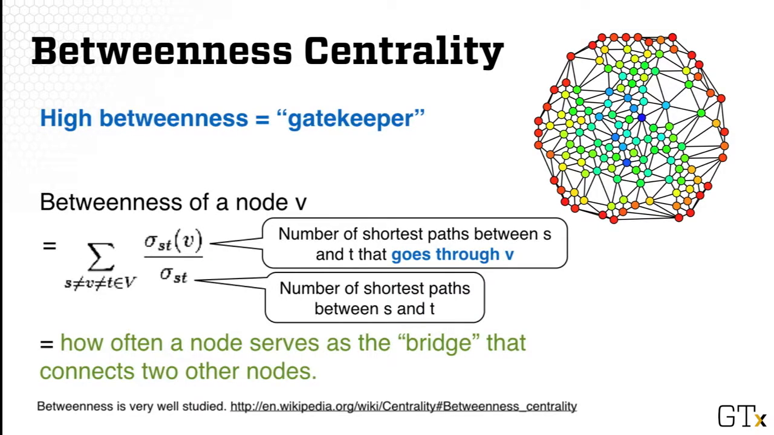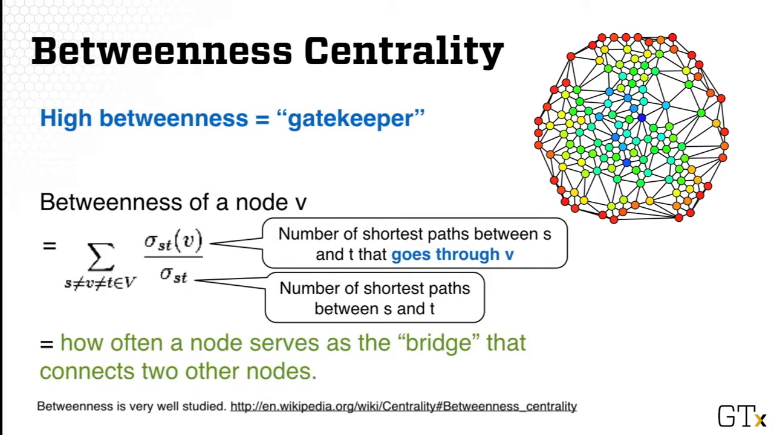Betweenness centrality is another very popular centrality measure. A high betweenness score means that the node is more likely to be a gatekeeper in the graph. Here on the right, we use color to indicate the betweenness score. More towards blue means higher betweenness. More towards red means lower betweenness. So what does it really mean?